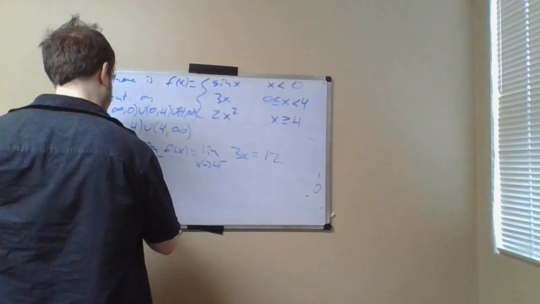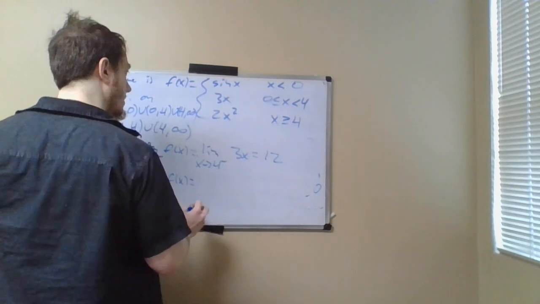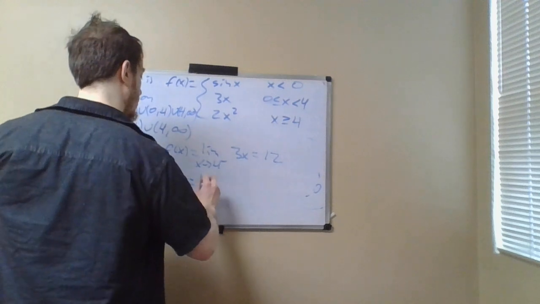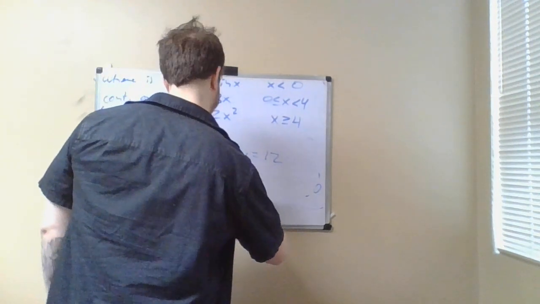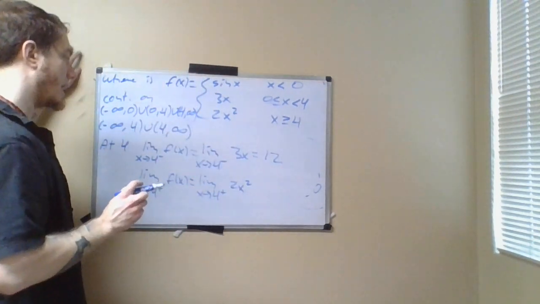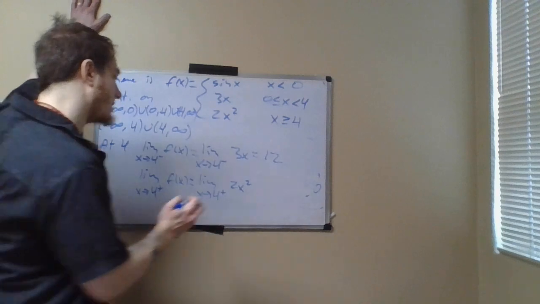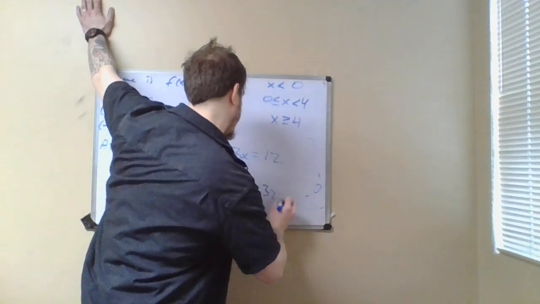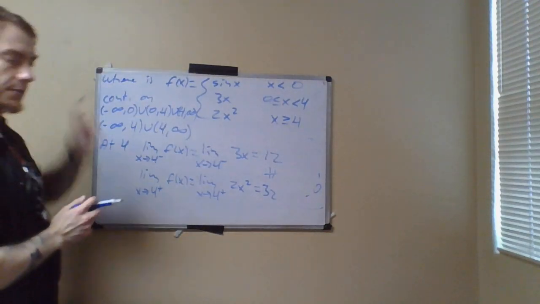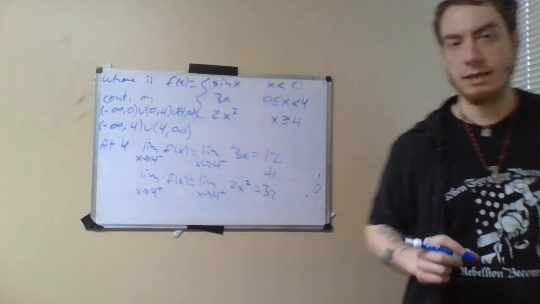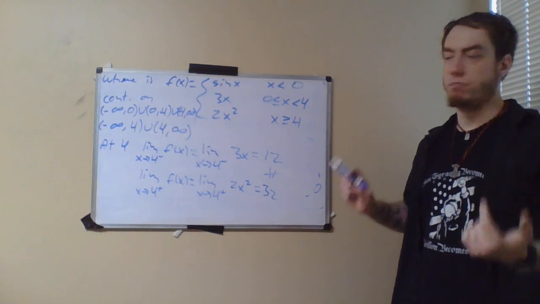Whereas the limit as x approaches 4 from the right of f of x is going to be equal to the limit as x approaches 4 from the right of 2x squared. And that is going to be 4 squared is 16, times 2 is 32. These are not equal, so the limit does not exist. Because the limit does not exist, this function cannot be continuous at this point.